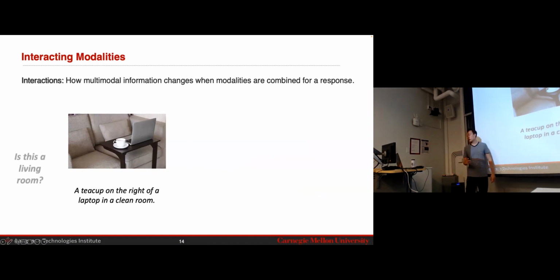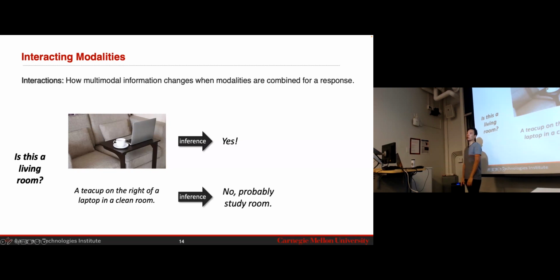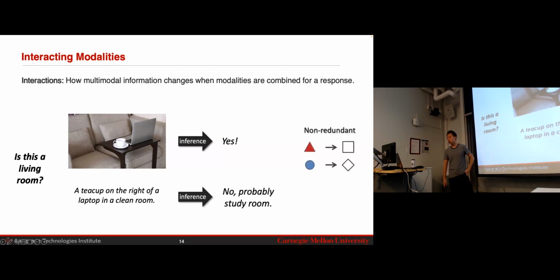Another example, this is a living room. You look at the image, you see a sofa, you see small tables, typically you see in living rooms, you answer yes. You look at a caption, you see a teacup, you see a clean laptop, you might think it's a study room, right? So here's an example where two modalities give very different outcomes. It's called non-redundancy, two different outcomes.